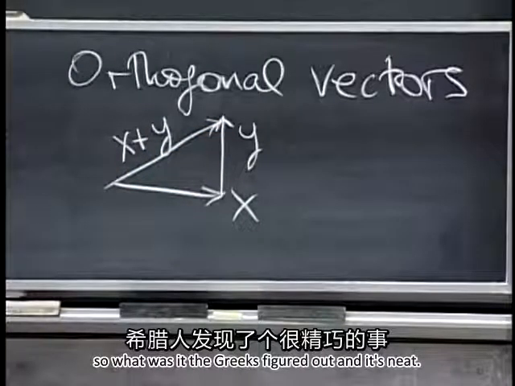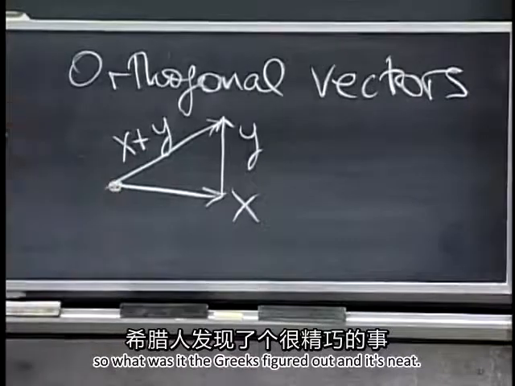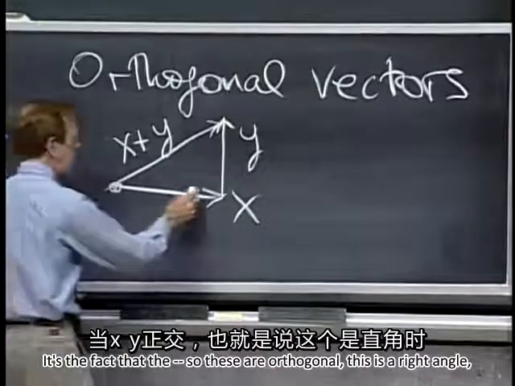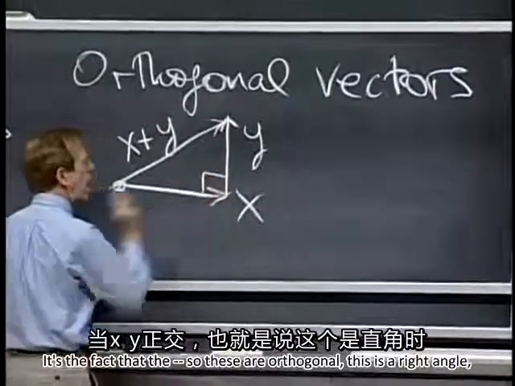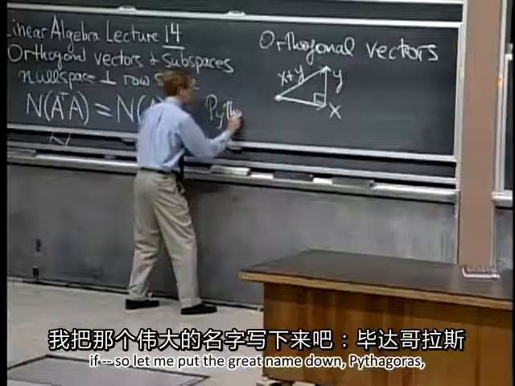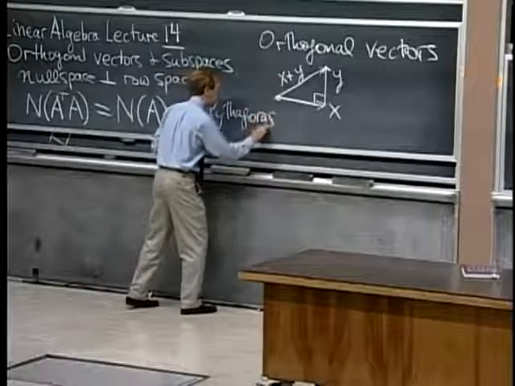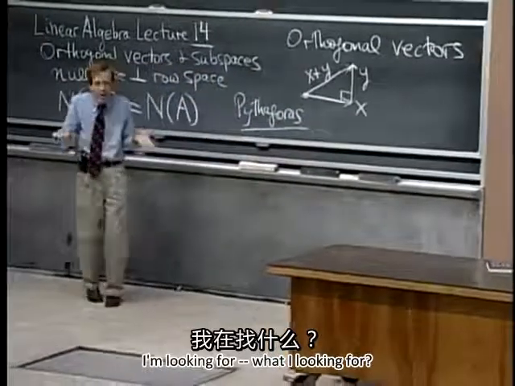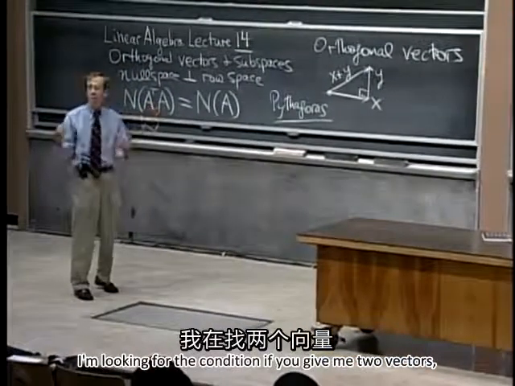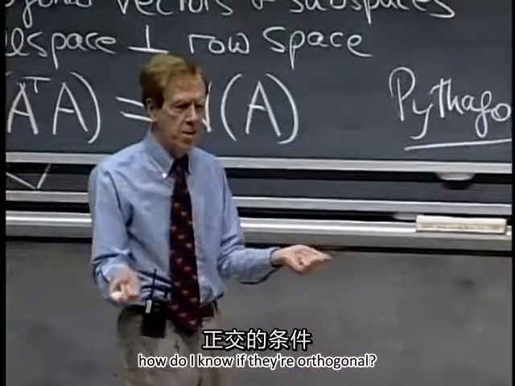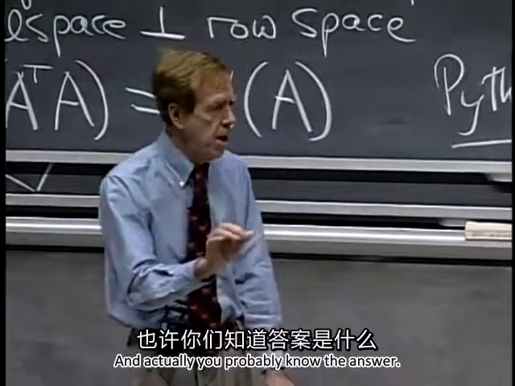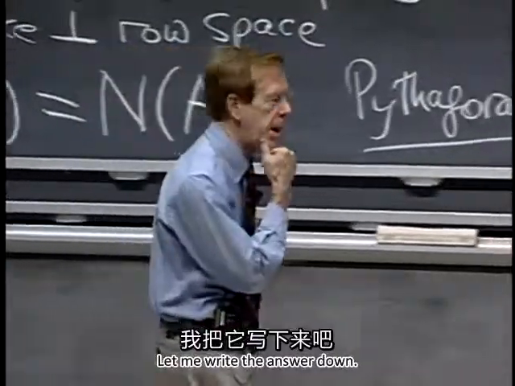So what was it the Greeks figured out? And it's neat. So these are orthogonal. This is a right angle if, so let me put the great name down, Pythagoras. I'm looking for the condition: if you give me two vectors, how do I know if they're orthogonal? How can I tell two perpendicular vectors? And actually, you probably know the answer. Let me write the answer down.